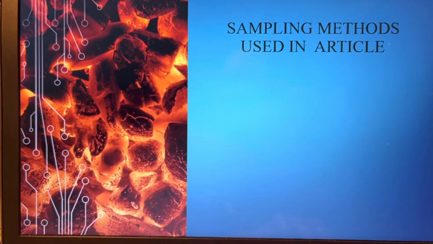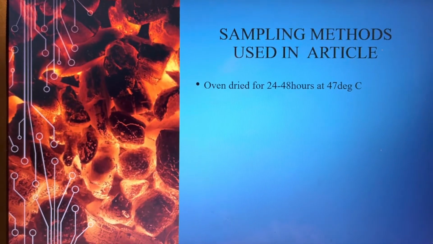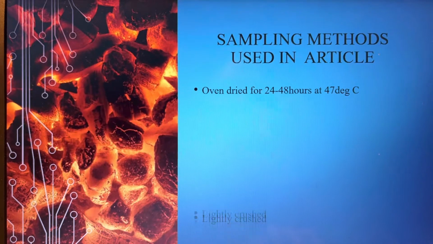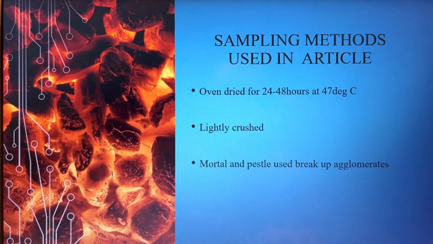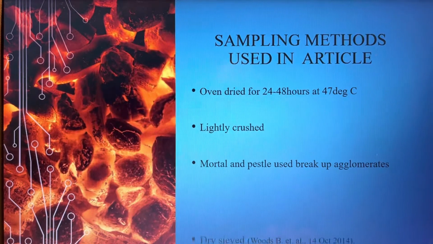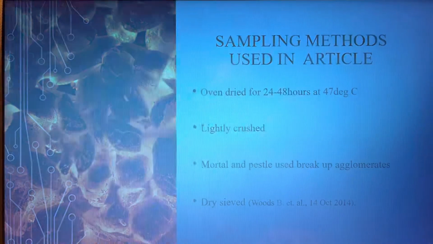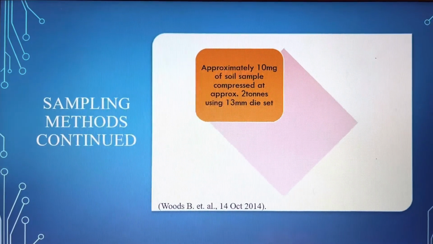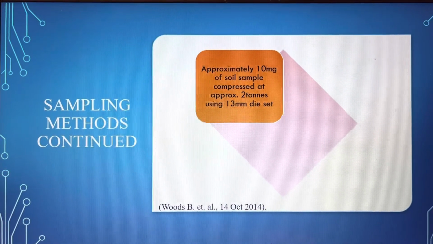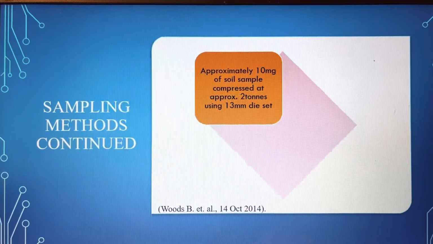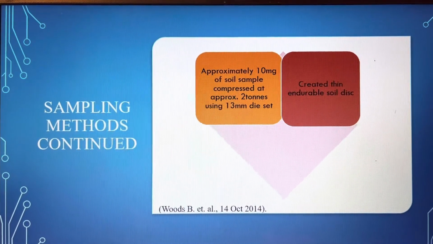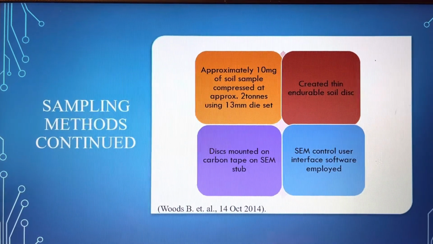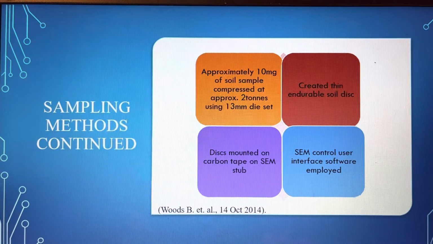So the sampling method used in this article was oven drying. The soil samples were oven dried for 24 to 48 hours at 47 degrees Celsius, lightly crushed with a mortar and pestle to break up the agglomerates, and dry sieved. So sampling methods continued. Approximately 10 milligrams of soil sample was compressed at approximately 2 tons using a 13 millimeter die set, which created thin and durable soil discs. These discs were mounted onto carbon tape on SEM stubs, and the SEM control user interface software was employed.